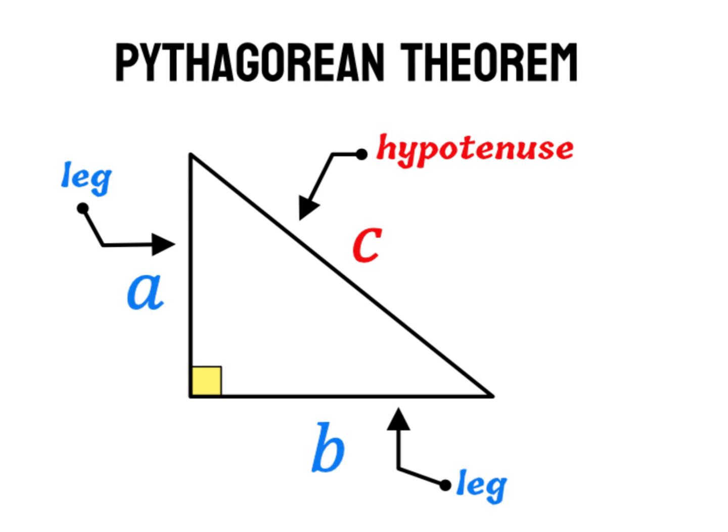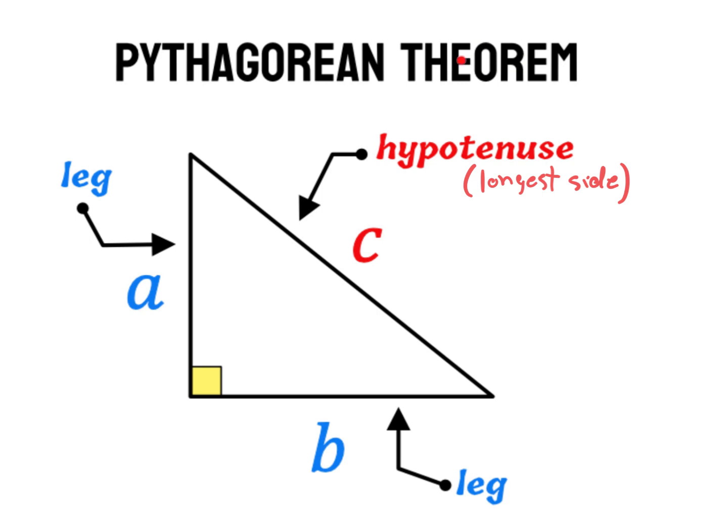The other side, this one that is opposite of the 90-degree angle, that's called the hypotenuse. And the hypotenuse is the longest side. Longest side. And it's always opposite the 90-degree angle, okay? So once we understand that we have a 90-degree triangle, we could use the Pythagorean theorem.